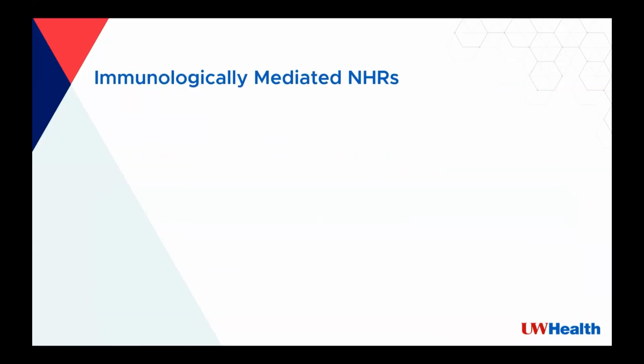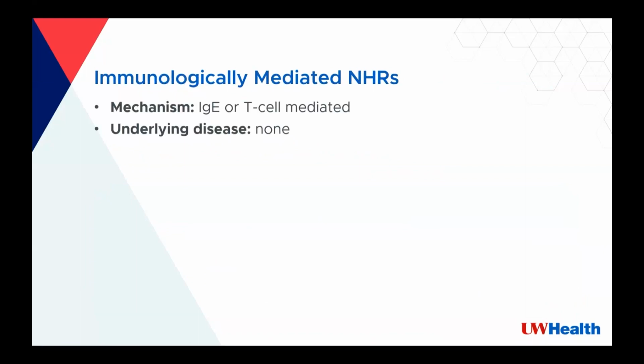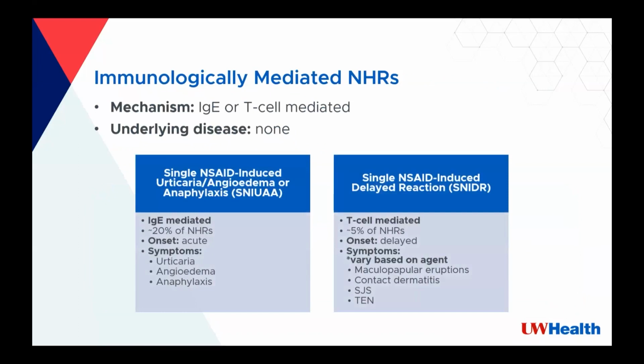All right, now jumping into our immunologically mediated NHRs. So the mechanism of action for these is either IgE or T-cell mediated, and they occur in patients without an underlying chronic disease. There are two main types here. The first is a single NSAID-induced urticaria, angioedema, or anaphylaxis. This is that type 1 immune reaction mediated by IgE, and these reactions make up about 20% of all NHRs. They occur very acutely within seconds to minutes after ingestion, and symptoms include urticaria, angioedema, and anaphylaxis.